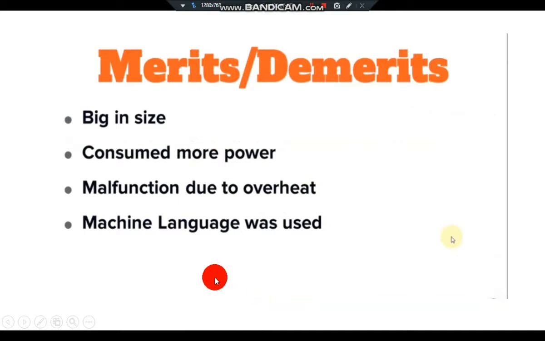Now you can see the merits and demerits of first generation computers. The computer is very big in size. It consumed more power, it requires more power to run, and it malfunctioned due to overheating. When vacuum tubes work continuously, they overheat and burst. Due to this overheating it can malfunction, that is, it can perform wrong functions.